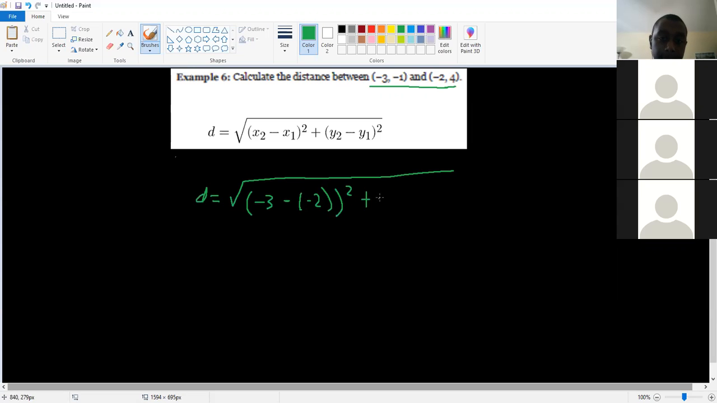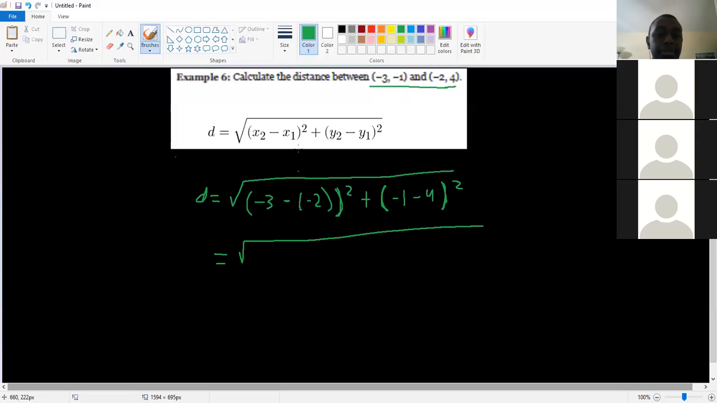And then for the Y I got negative -1 minus -4. Okay. So then, oh, I forgot to square it. You forgot to square it? Oh yeah. Easy to make a simple mistake like that.